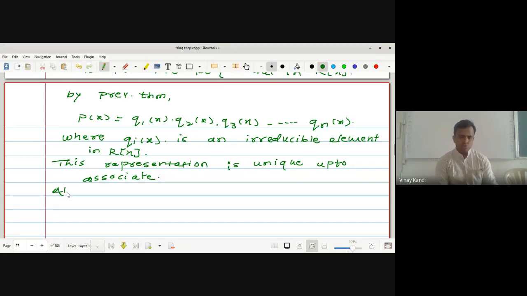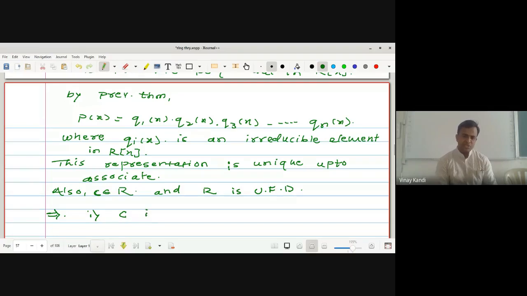Also, we have the content c belonging to R, and R is a unique factorization domain, which is given to us. That implies the first condition: either c will be a unit member or c will be a non-unit.